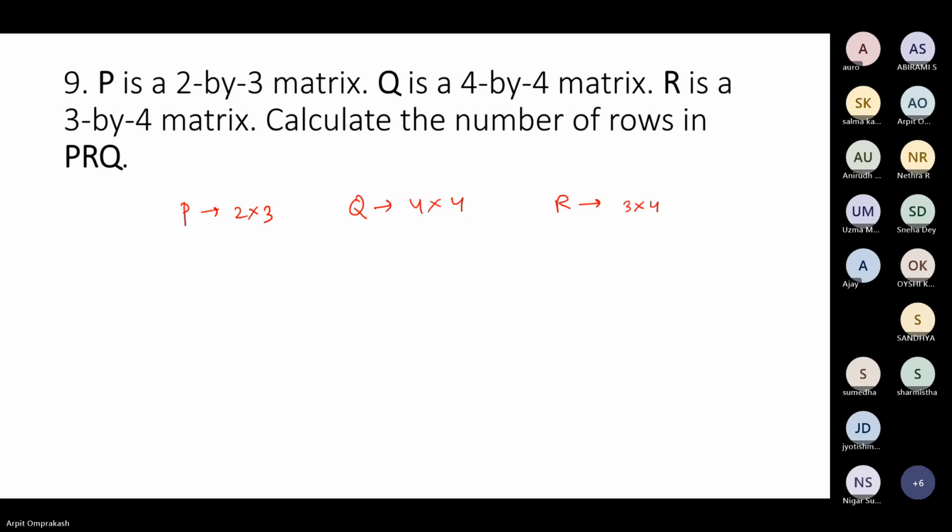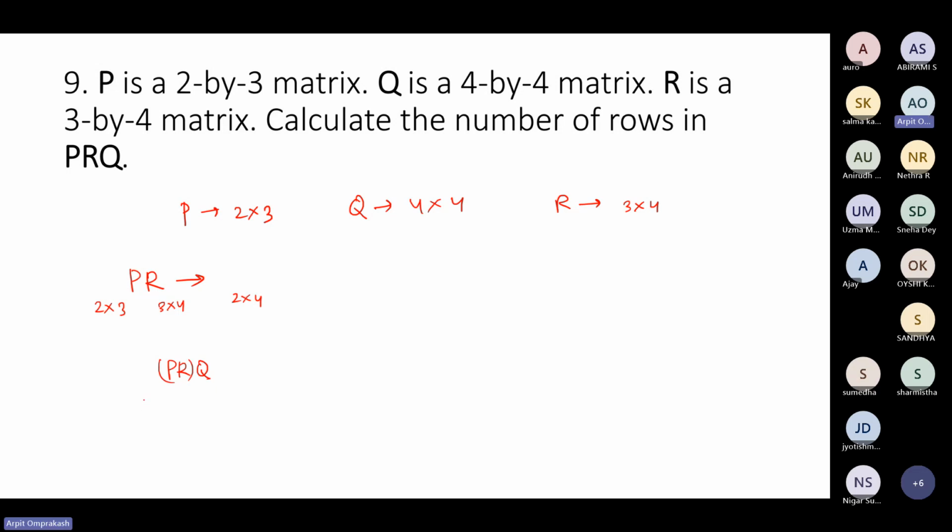Okay. So we are asked to calculate the number of rows in PRQ. We are multiplying them in that order, P into R into Q. So let's say we multiply P into R. Since P has 2 cross 3 dimensions and R has 3 cross 4, we have 2 cross 4 dimensions in PR. Now we are multiplying PR into Q.